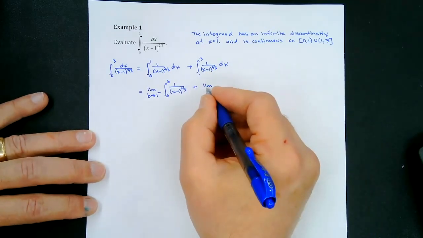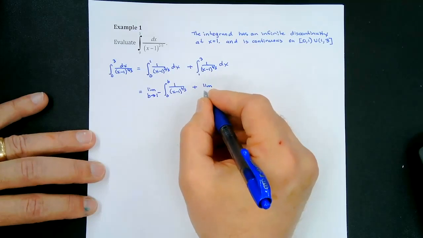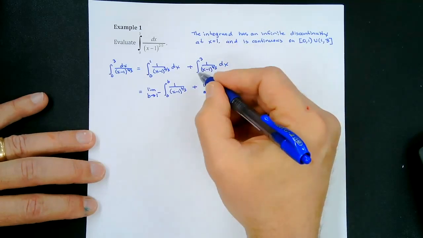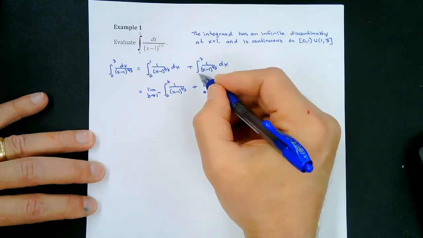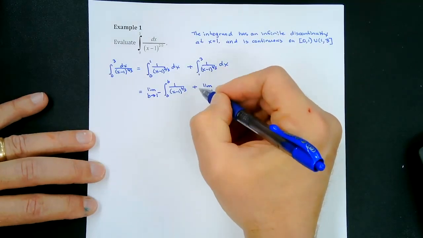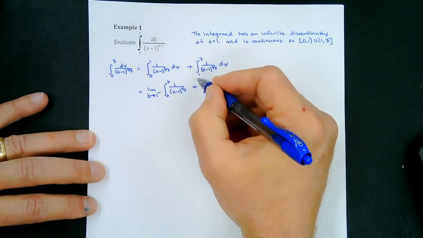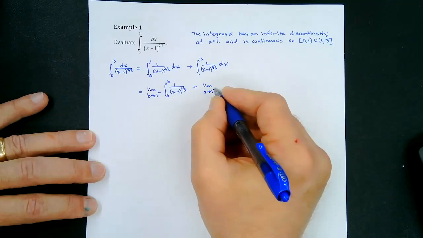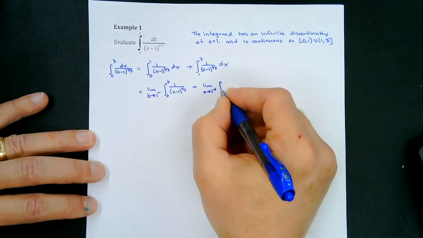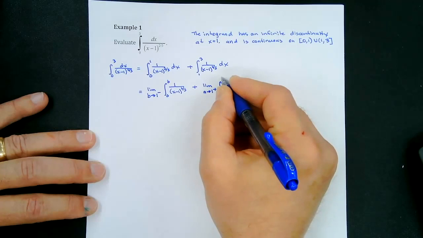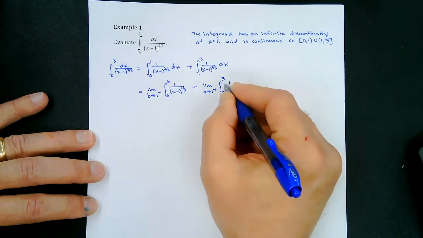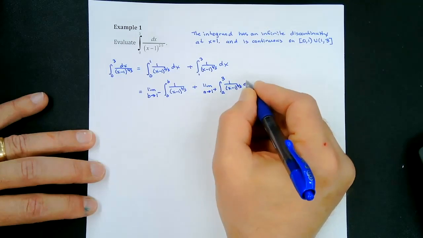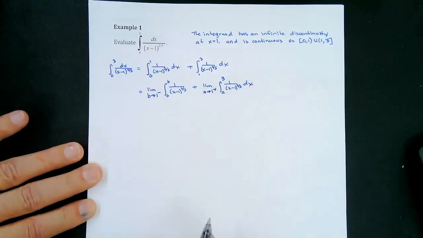Okay, so this is going to be the limit as a approaches 1. But for this one, because we're integrating from 1 to 3, we have to approach 1 from the right-hand side because this area would be in between 1 and 3. So we've got to get to 1 from the right-hand side. So limit as a approaches 1 from the right of the integral a to 3 of 1 over (x minus 1) to the 2/3 power dx.